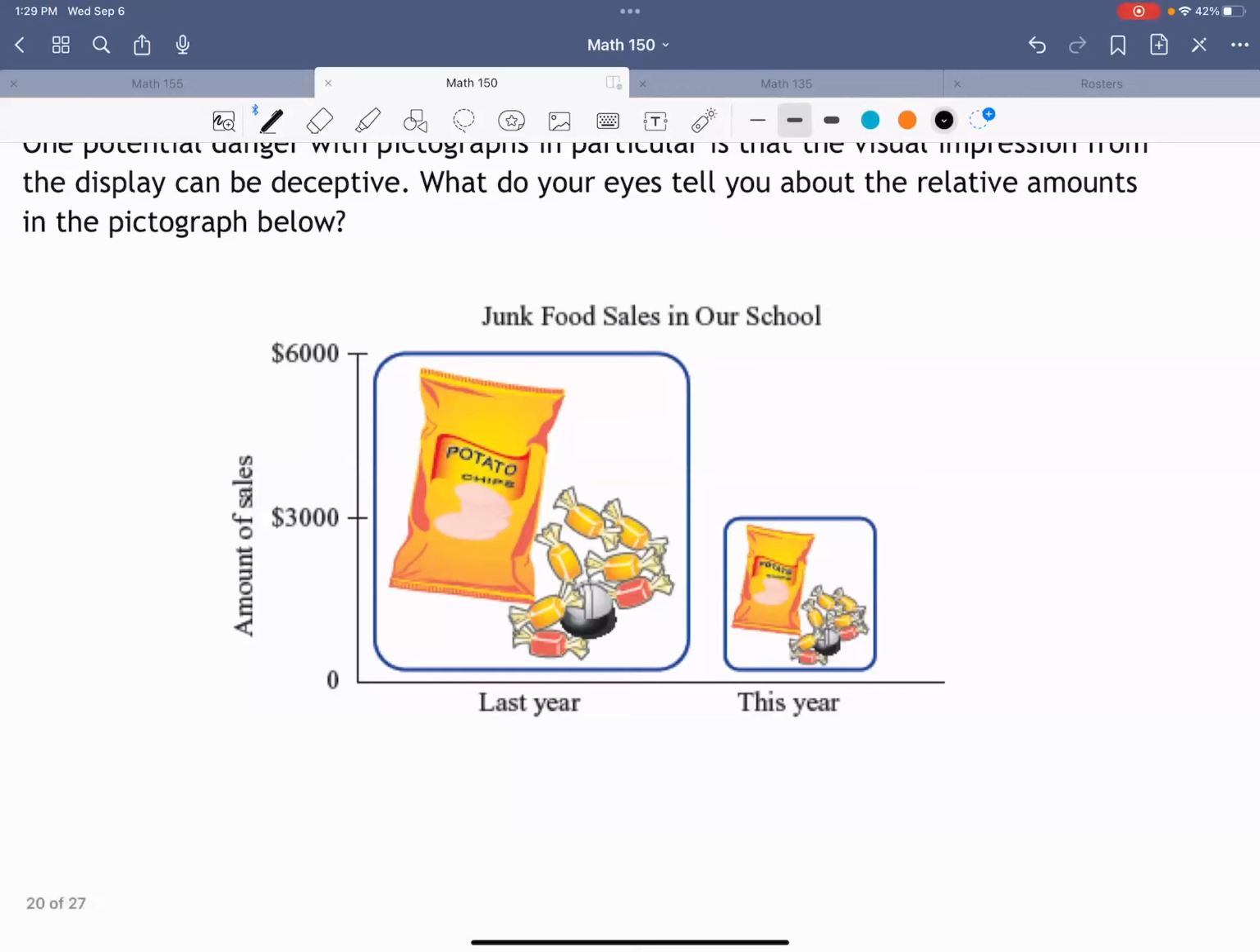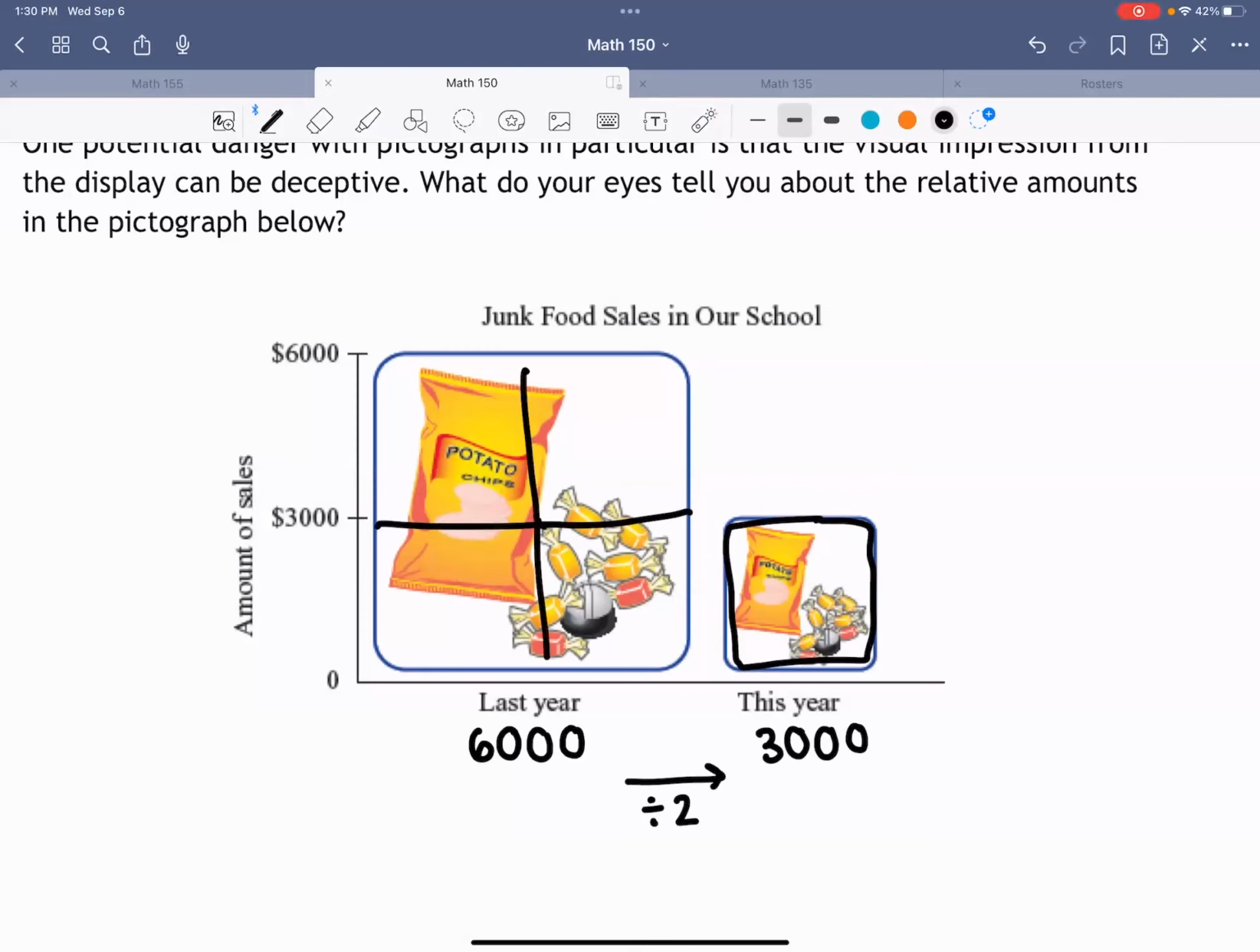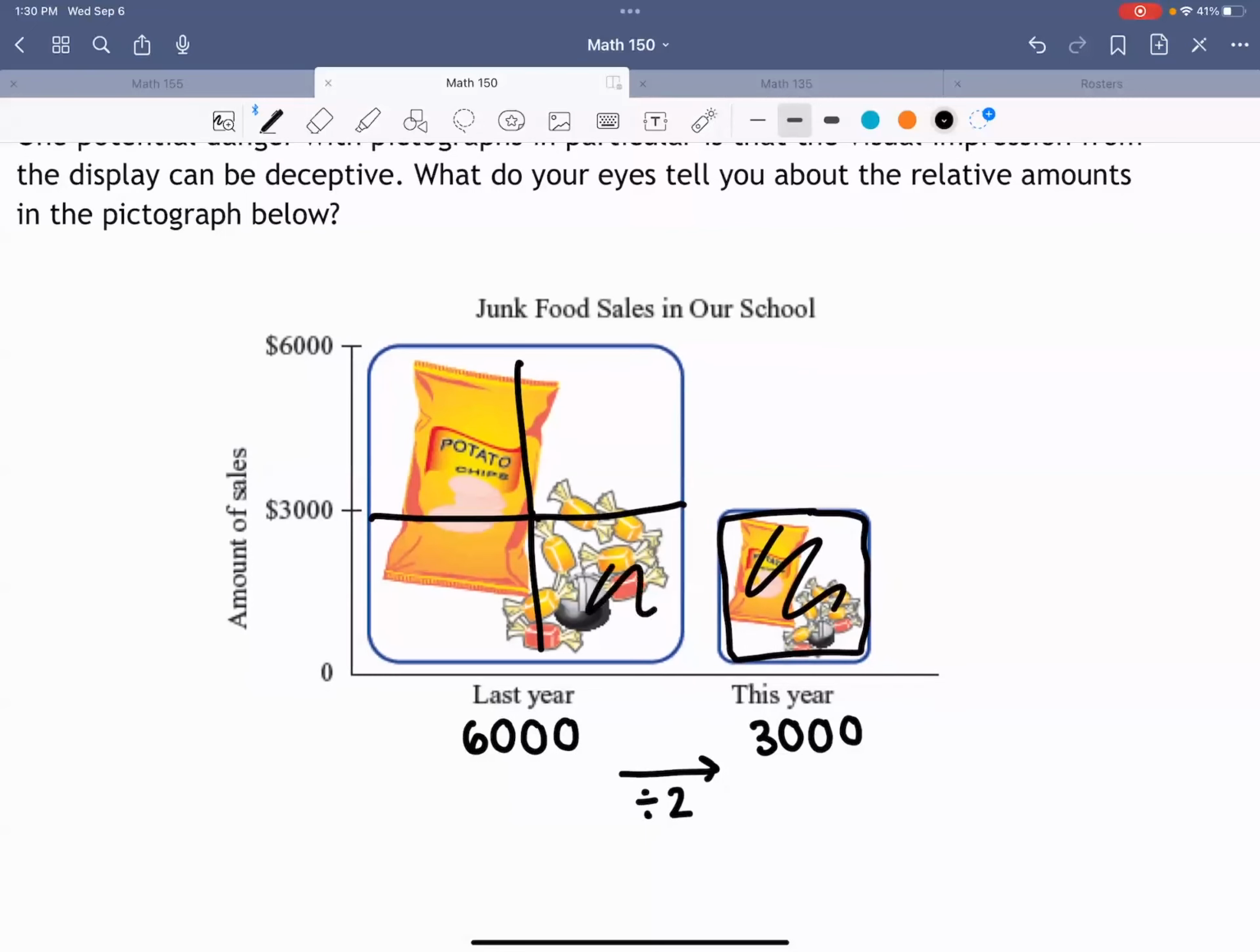Last year it's 6,000, right? This year it's 3,000, right? So it kind of divided by two between last year and this year. It cut down by half, right? Does it look like half? No. What does it look like? If I outline what the difference actually is, I could fit four of this year into last year. I could stick four of these guys in this picture, right? But it only decreased by half.